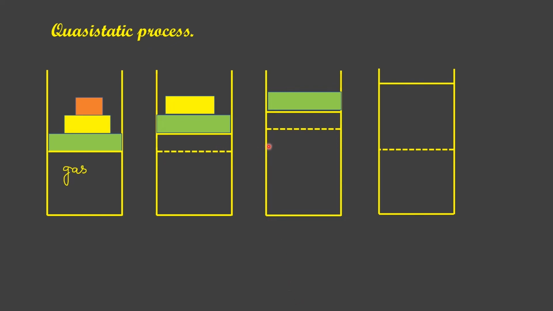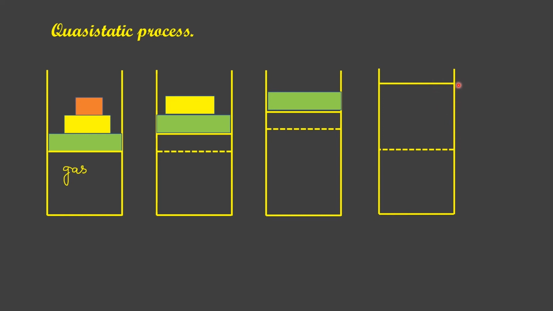In the next stage, the yellow colored weight is removed. The gas expands further by a small degree and pushes the piston slightly upward. In the third step, the green colored weight also is removed. Gas expands by a small degree and pushes the piston to the final position. The gas has expanded from the initial level to the final level through 3 steps.